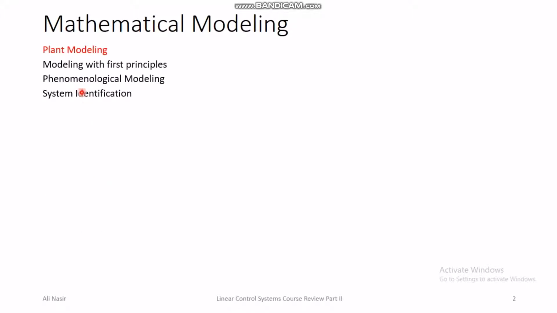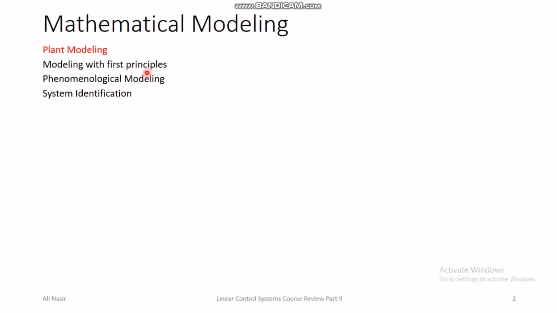In modeling with first principles, you basically use the basic laws of physics like Ohm's law, Kirchhoff's current law, Kirchhoff's voltage law, Newton's law of motion, and other such first principles in order to formulate the differential equations that govern the behavior of the plant, and then you can convert those differential equations into state space or transfer function as required.